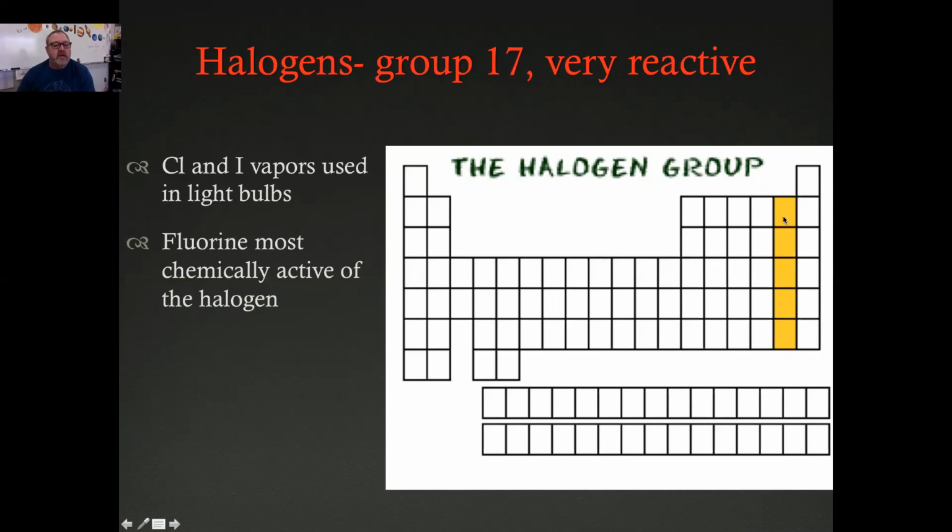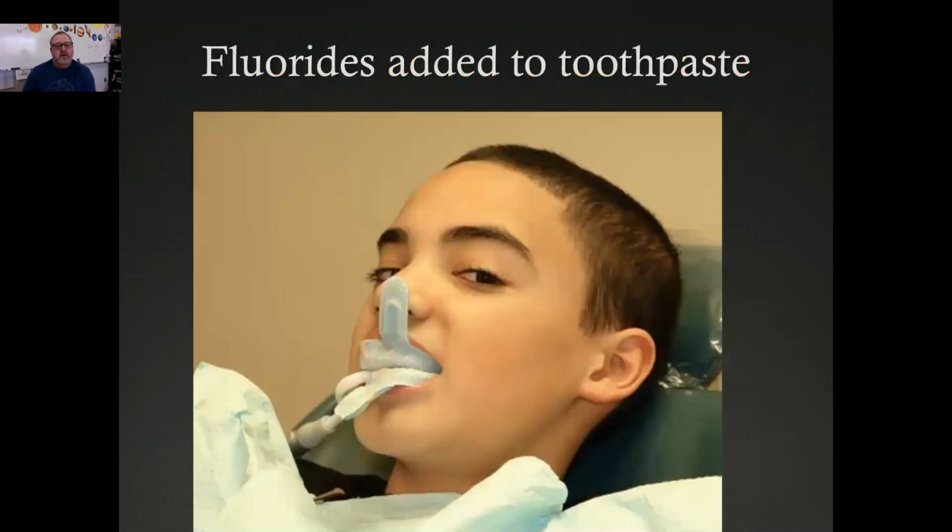In fact, fluorine is the most reactive element of all of them on the periodic table, and it also is a halogen. Chlorine and iodine are used in, the vapors, I should say, are used in different lighting applications or light bulbs. Fluorides get used or added to toothpaste, and there's fluoride in water. It can be used as a cleaning agent.